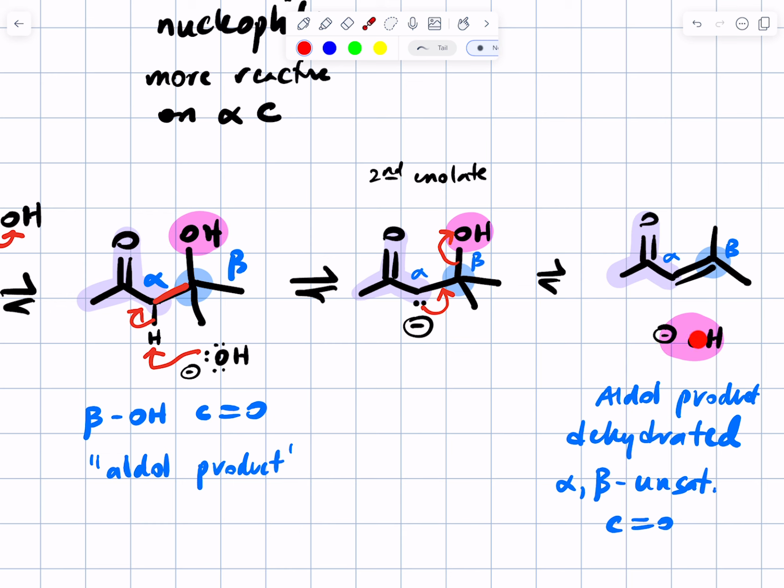Its conjugate acid is water, pKa around 16. What we want to know is, is OH minus more or less reactive than the enolate that does the kicking off? The enolate has a conjugate acid whose pKa is 20. So that means it is a strong enough kicker offer to kick off the OH minus.